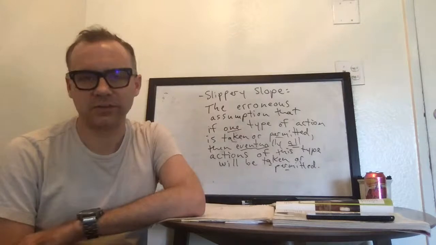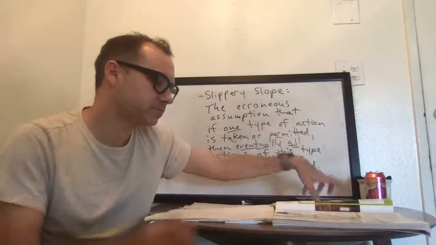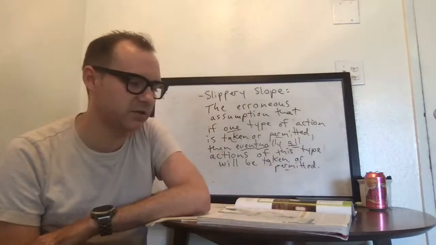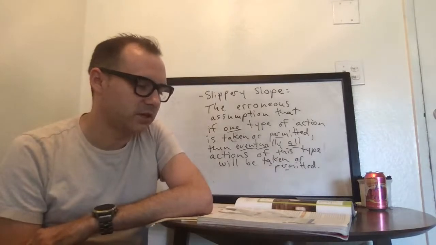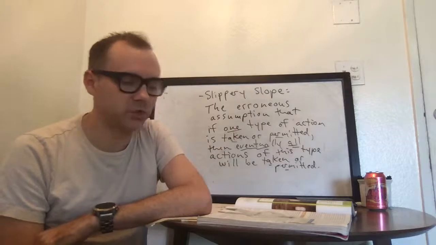Another possible example. Let me see if I've got a few things from the book along the same lines. So someone says, government bailouts will encourage businesses to take irresponsible risks. If we allow them to happen, then soon we'll end up having to bail out every business in the nation, and then we'll just have communism.